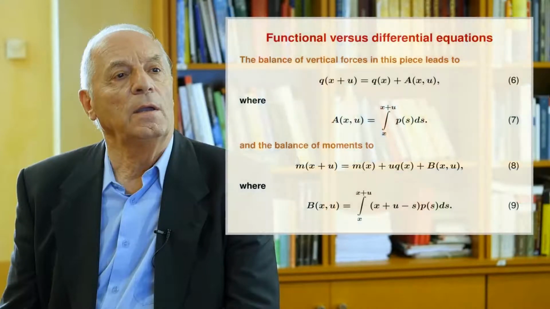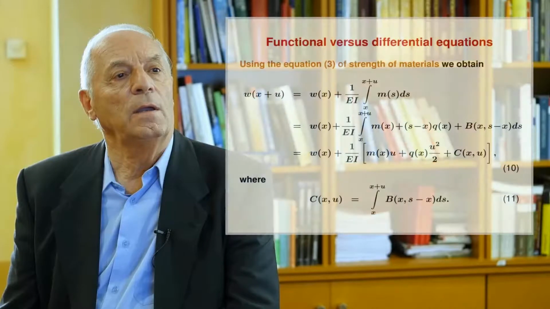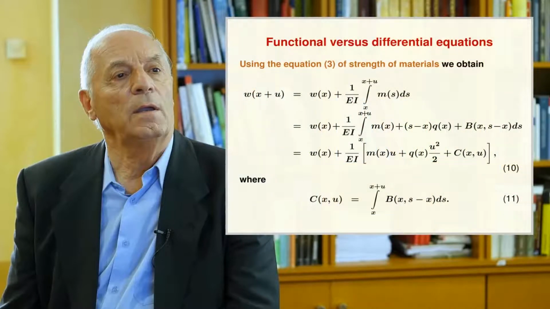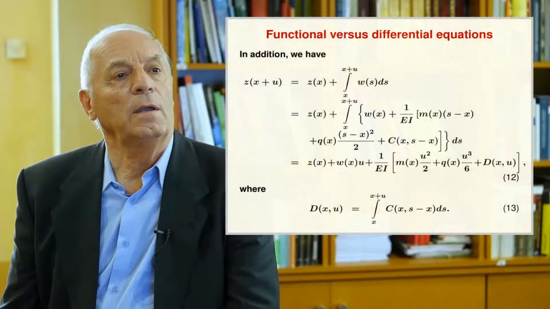The balance of vertical forces in this piece leads to equation 6, where the A function is as in 7. Similarly, the balance of moments leads to 8, where the b function is given in 9. Using the equation 3 of strength of materials, we obtain 10, where the c function is given in 11. In addition, we have 12, where the d function is given in 13.